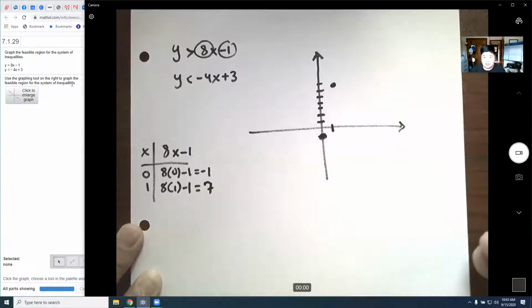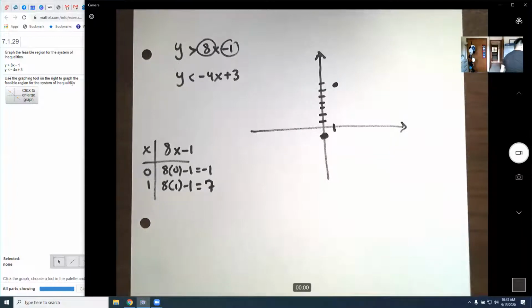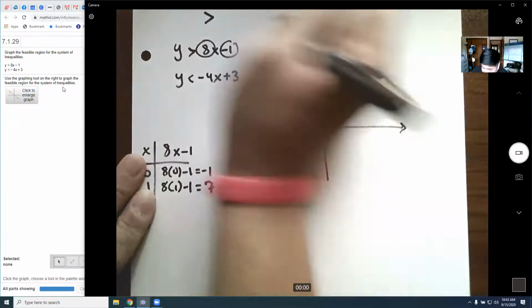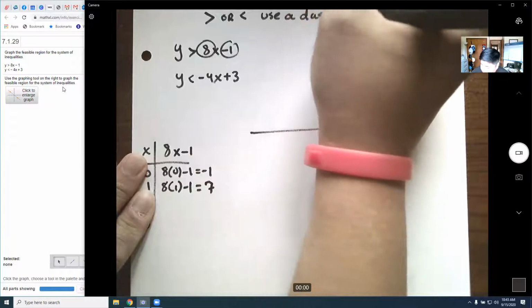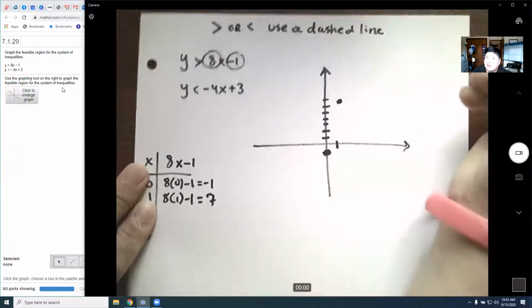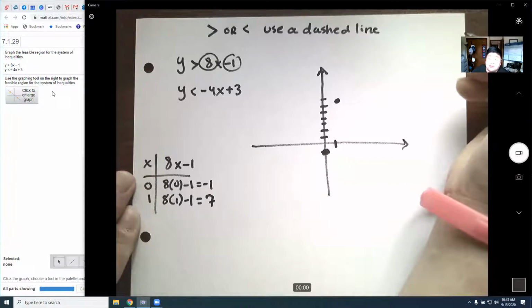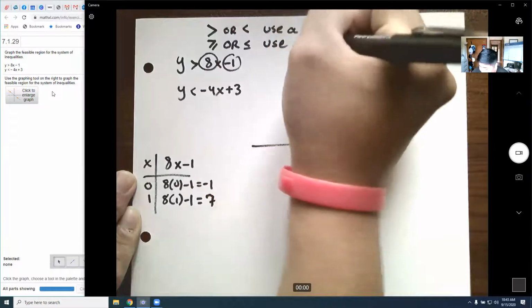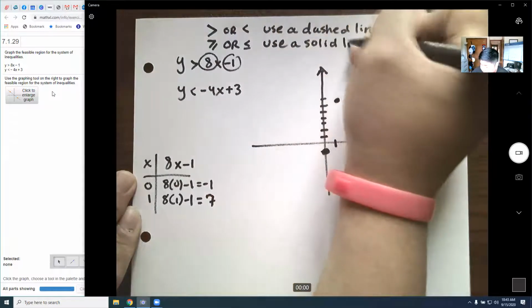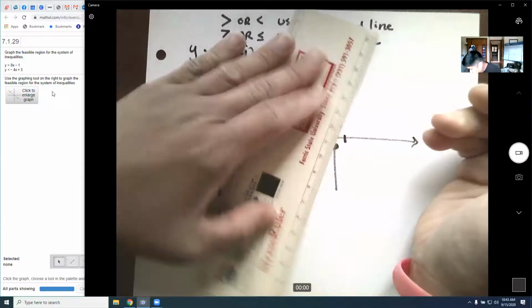So 1, 7. And now let me get a ruler here. All right, so here we go. So I'll try to draw the lines as accurately as possible. So remember, for greater than or less than, we need to use a dashed line to symbolize that the values can't be a value directly on the line. Or for greater than or equal to or less than or equal to, we need to use a solid line, all right? So let's go ahead and graph this.